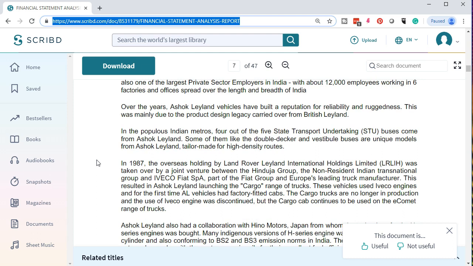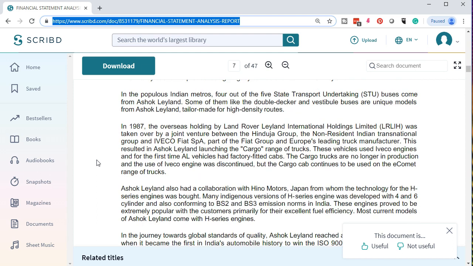Over the years, Ashok Leyland vehicles have built a reputation for reliability and ruggedness, mainly due to the product design legacy carried from British Leyland. In the populous Indian metros, 4 out of 5 state transport undertaking buses come from Ashok Leyland. Some of them, like the double-decker and Vestibule buses, are unique models from Ashok Leyland, tailor-made for high-density routes.